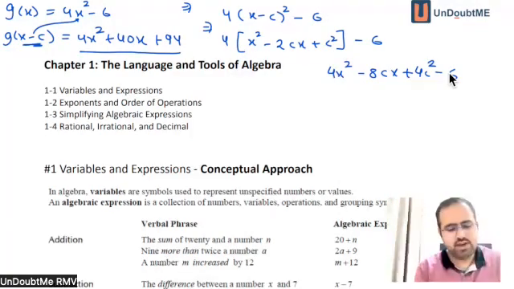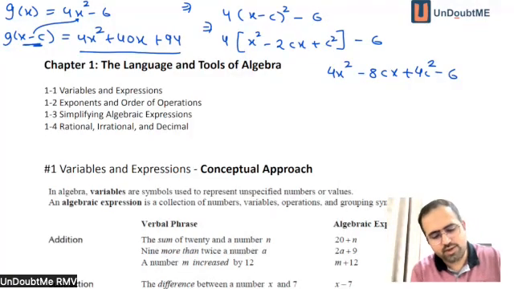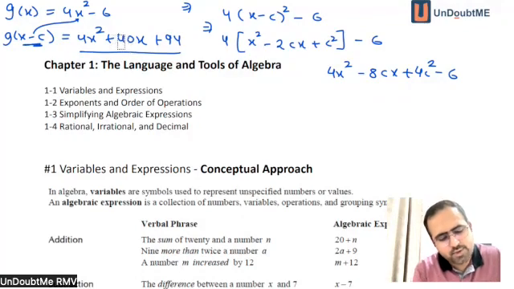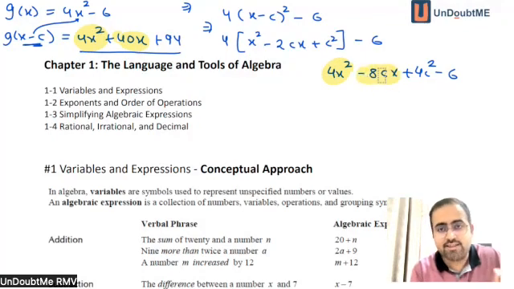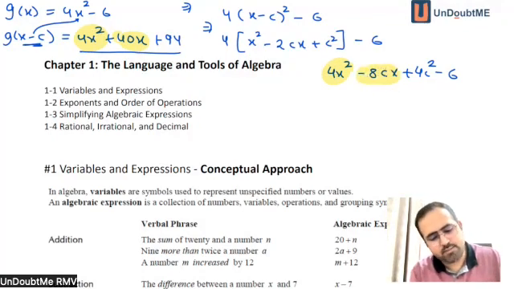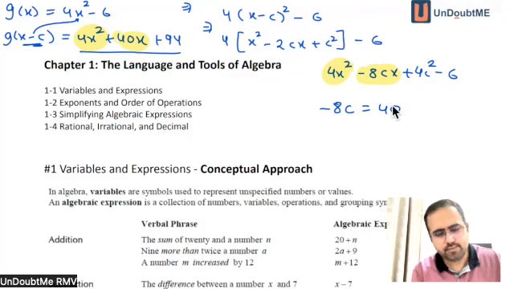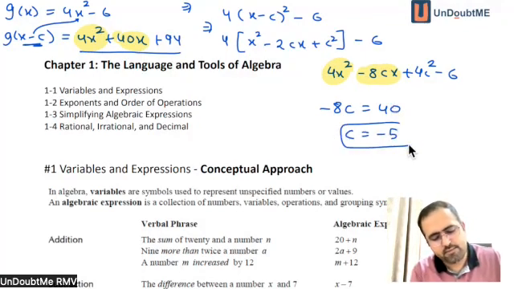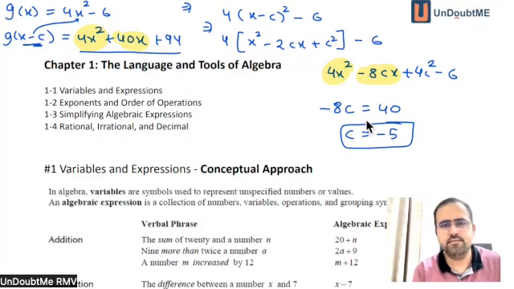Okay. Now we need to find the c value in the question. For such questions we compare: 4x squared and 4x squared, it is the same. What is the x term? It is 40x. Over here, what is the x term? It is minus 8cx. I'll just compare the uncommon part. I'll write minus 8c is equal to 40. c is minus 5. That's the answer.